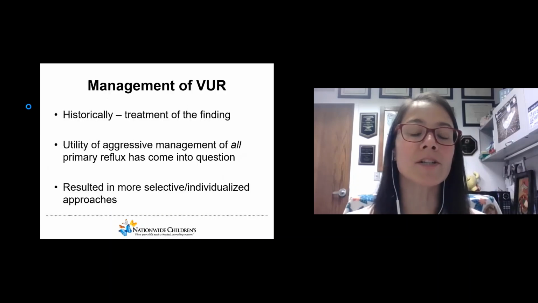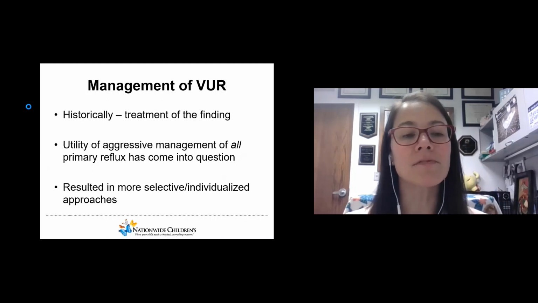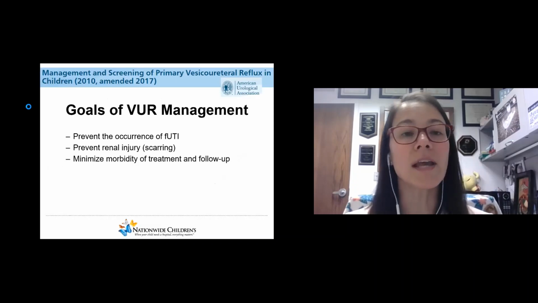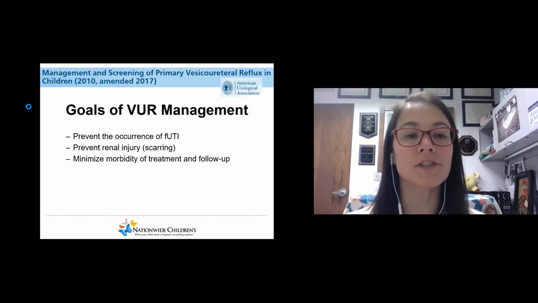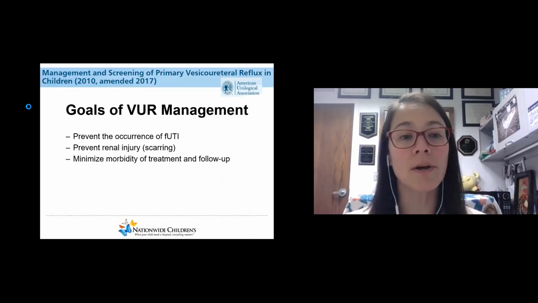So now turning to the management of reflux. Historically, we treated the finding, but the utility of aggressive management of all primary reflux has come into question, and this has resulted in a more selective or more individualized approach. According to the AUA guidelines on reflux, the goals of reflux management are to prevent the occurrence of febrile urinary tract infection, prevent renal injury, such as scarring, and minimize morbidity of treatment and follow-up.